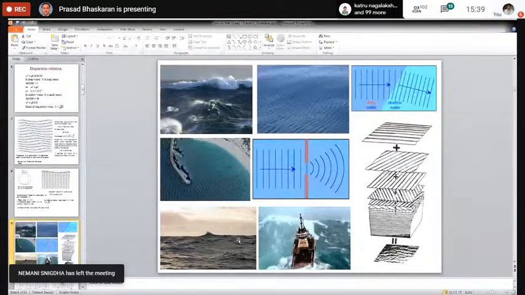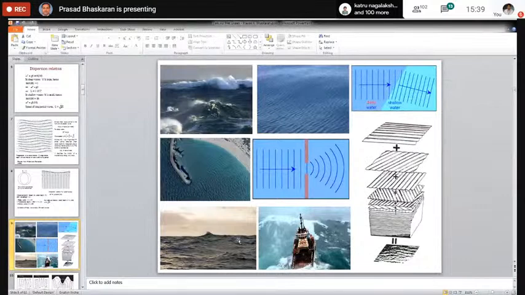So wave modeling is the subject to model these categories of waves, and you can do the prediction. The prediction can be done for about 5 days or 7 days in advance. So that is what I'm going to cover in this talk.